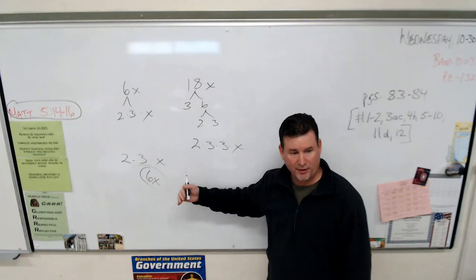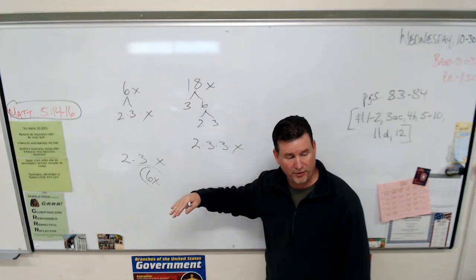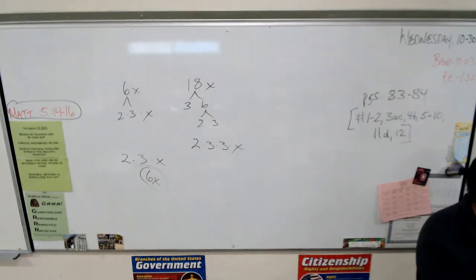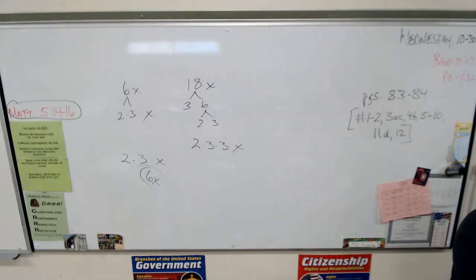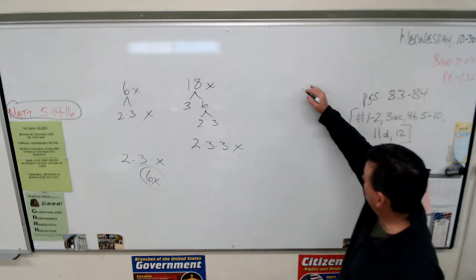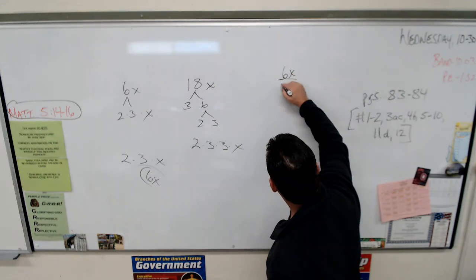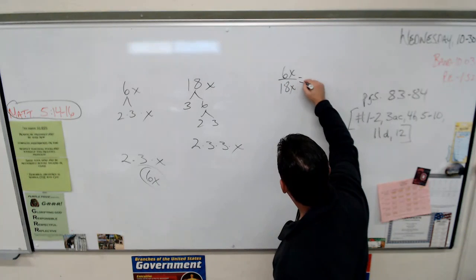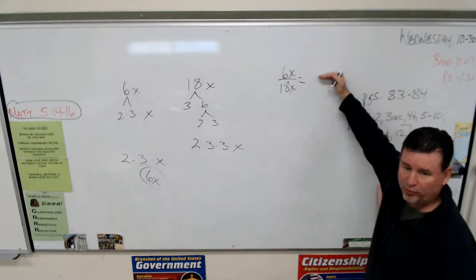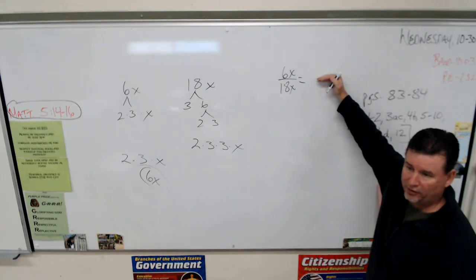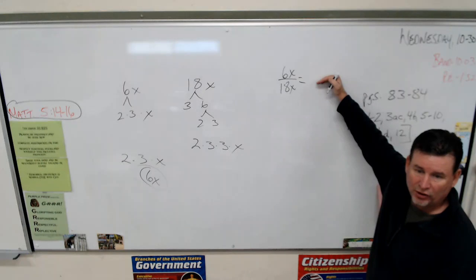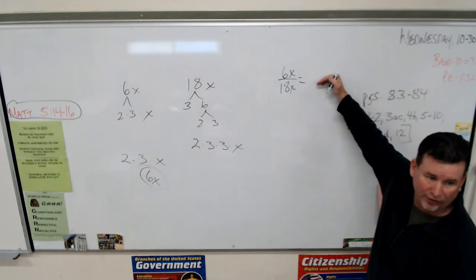Now wait. I hope that after I break it down for you and prove to you that it's 6x by prime factorization, you can see that if this was the fraction, and you divide them both by 6x, you get 1/3. Ladies and gentlemen, if your fraction was 6x over 18x, your mind would immediately say 1/3.